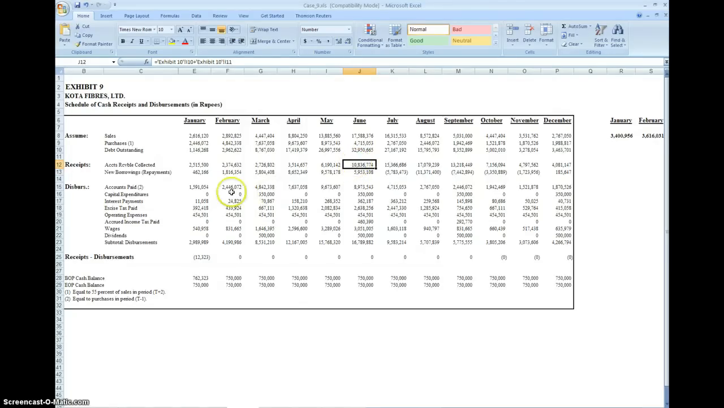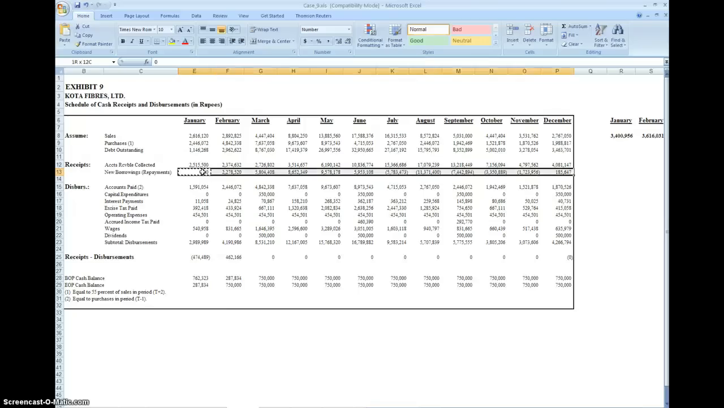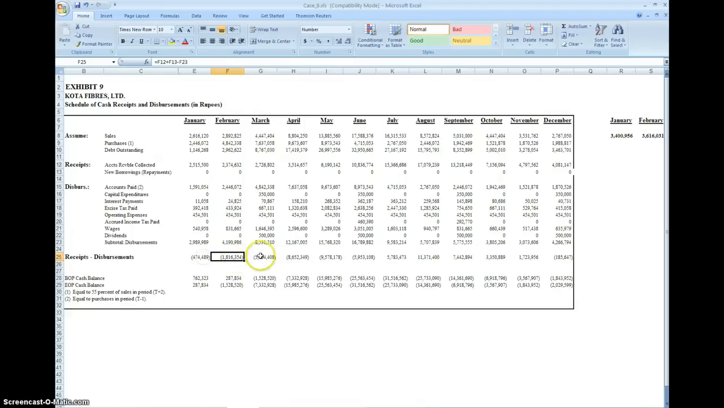And even at this, I guess we could put zeros in here and see what would happen if they didn't borrow at all. Stay with me. They didn't borrow at all. This is what would be happening to their receipts. They would have no cash at all. They'd be spending more cash. They would have no cash available to pay their bills.